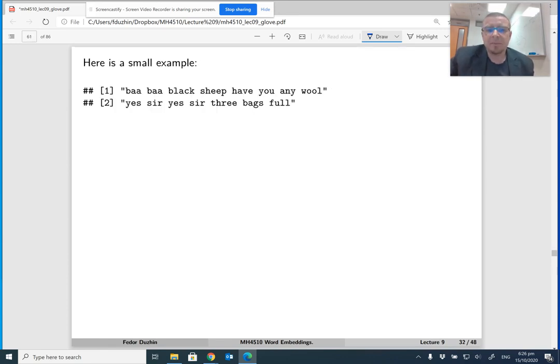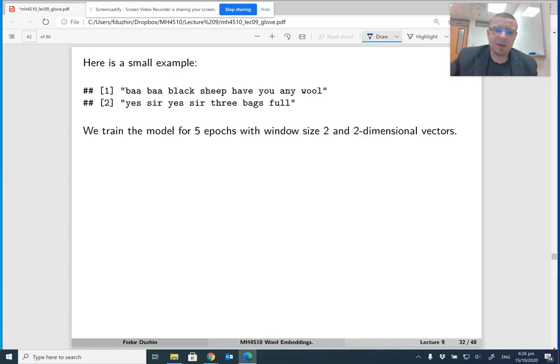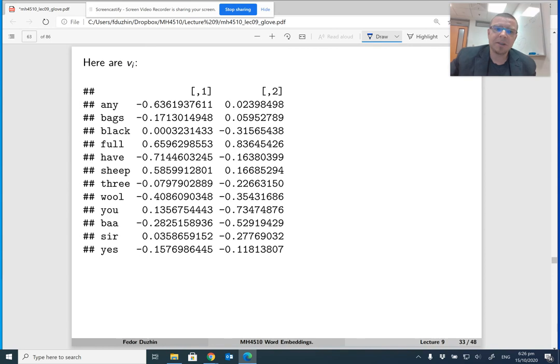So here is a small example. This is our corpus, two documents. I have trained the model for 5 epochs with window size 2 and 2-dimensional vectors. And here is what I've got. These word vectors themselves cannot really be interpreted. It doesn't really make sense. I mean, what does this mean? It's just a number, right?